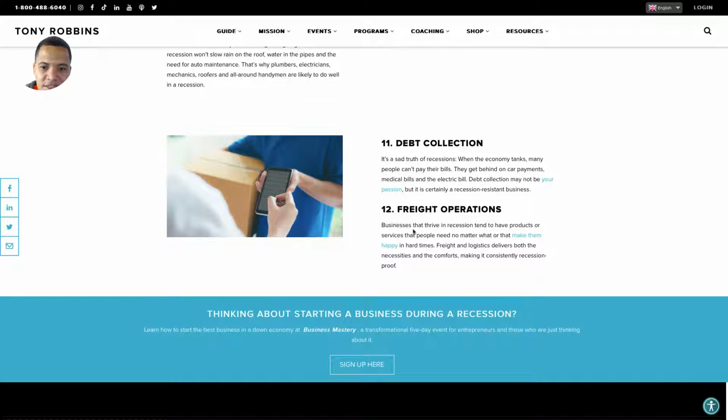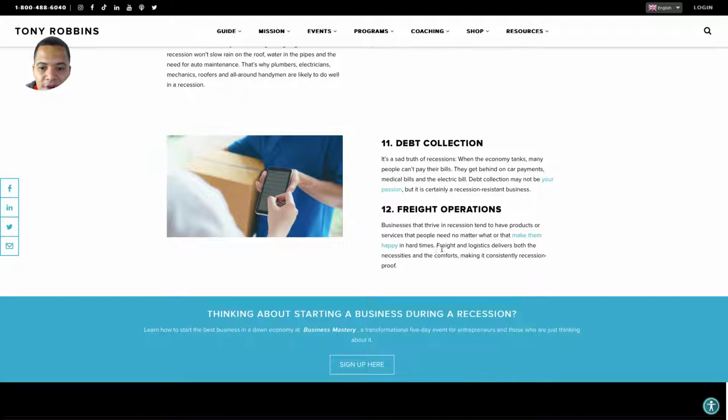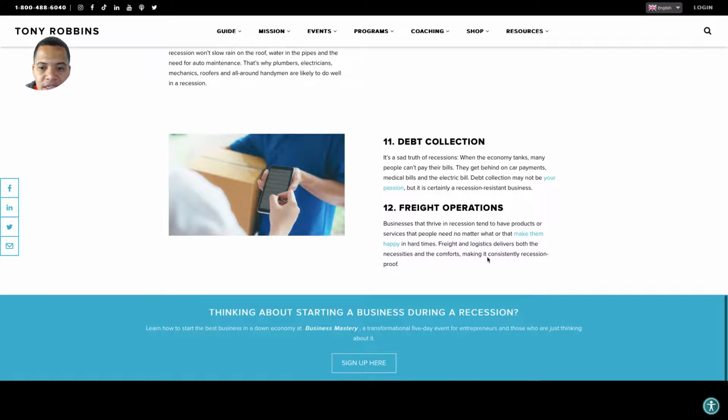Freight operations. Businesses that thrive in a recession tend to have products or services that people need no matter what, or that make them happy in hard times. Freight and logistics delivers both through necessities and comforts, making it consistently recession proof. Now, what's a prime example of a freight operation here?